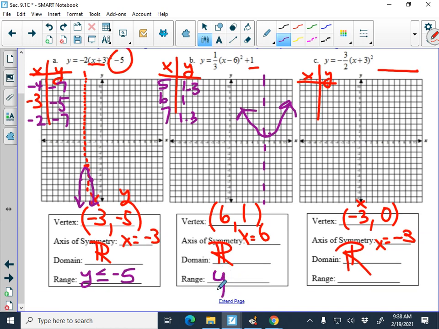So the range is y is greater than or equal to, because it opens up, and I look at the y value on my vertex. It's greater than or equal to 1, because this line never goes below the 1. It never goes below this bottom point right here.